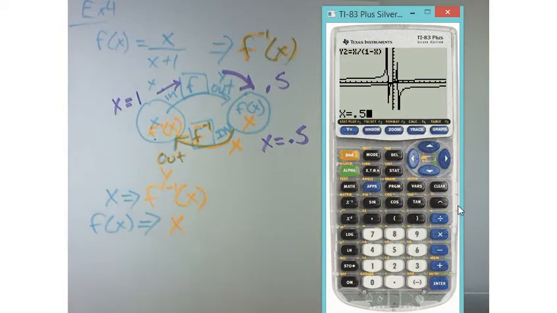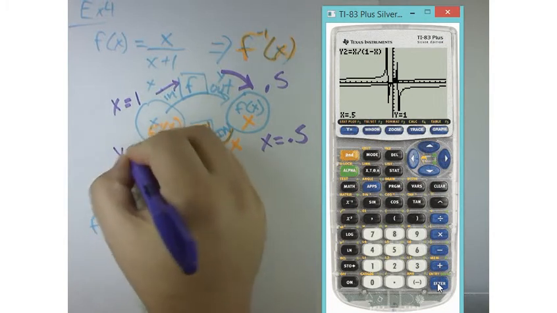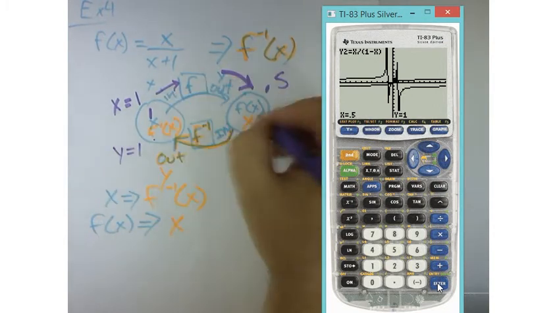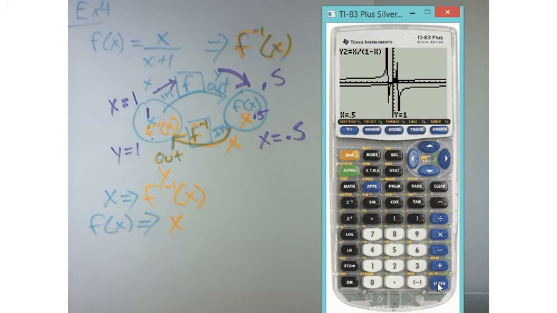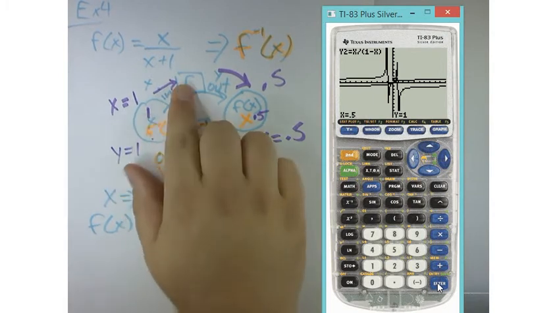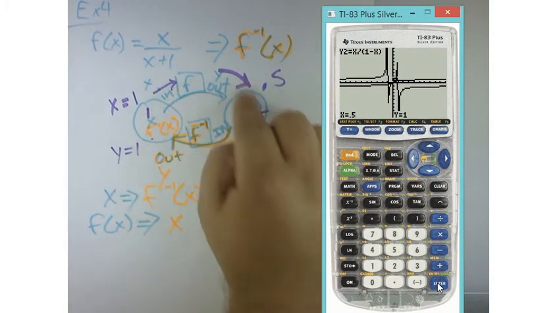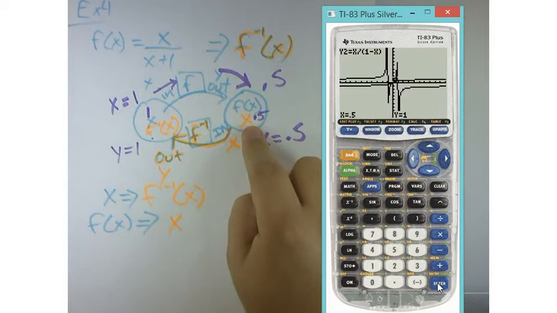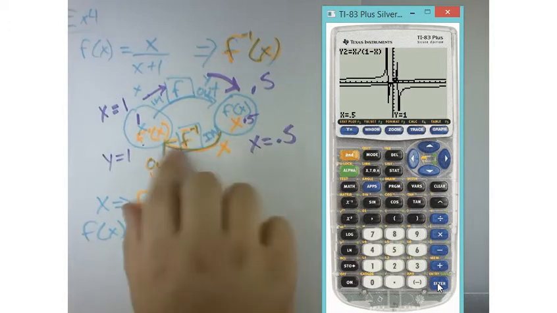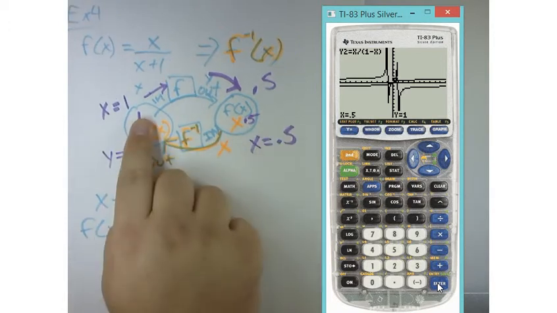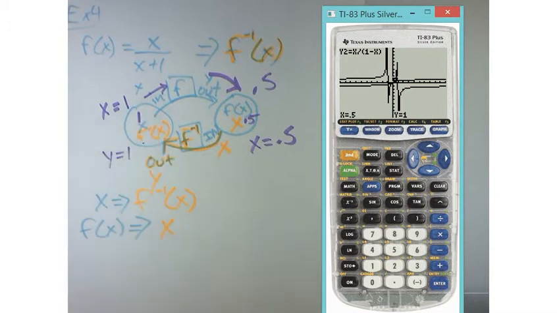Let's see. y equals 1. So I have a 1 here and a 0.5 here. And so whatever I plug in here, it becomes another number. But if I take that number and plug it into the inverse, I should get right back where I started from. Let's do that again.